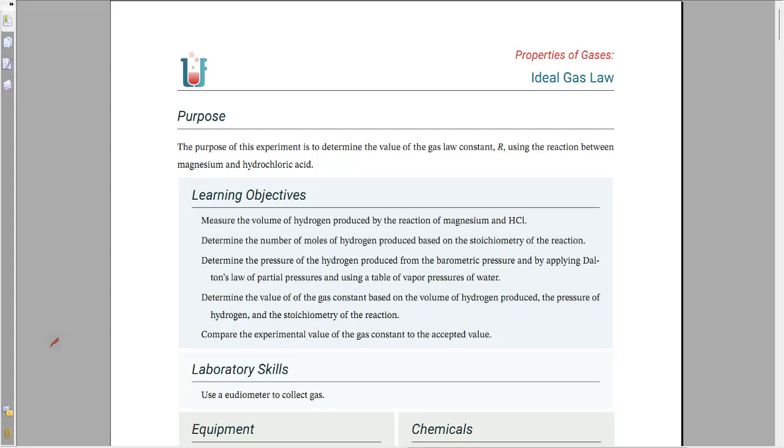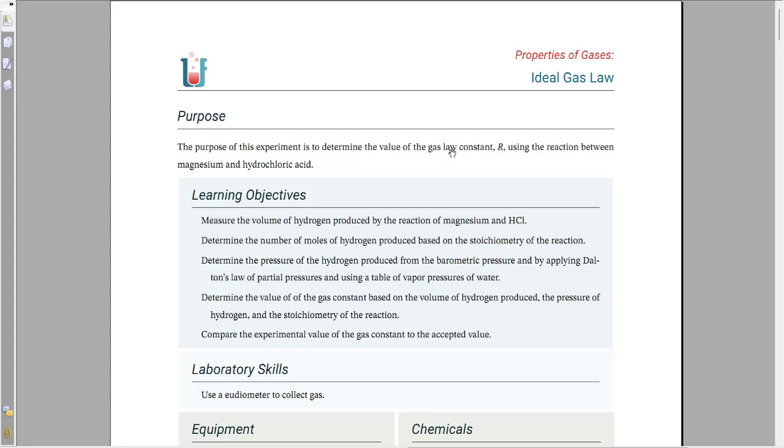Hi folks. Today's video is going to walk through the ideal gas law lab in the LabFlow laboratory environment. So this lab gives us the opportunity to calculate experimentally the gas law constant.